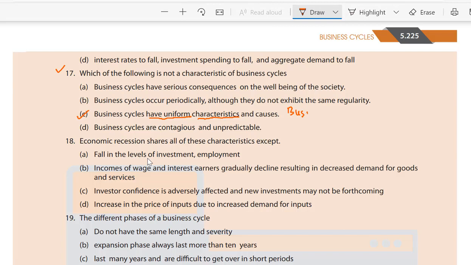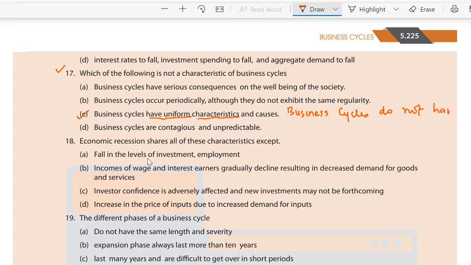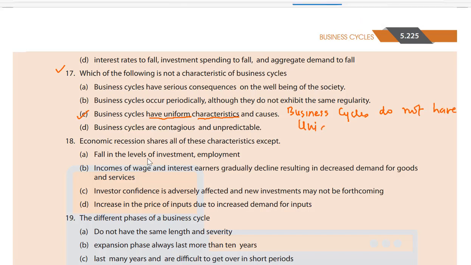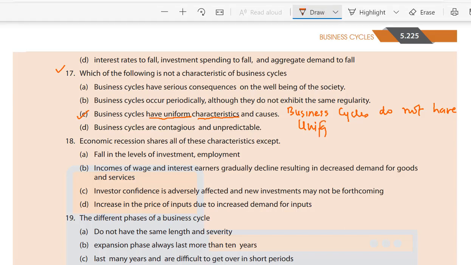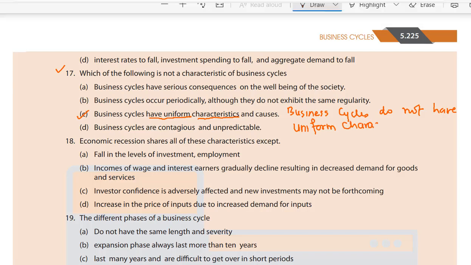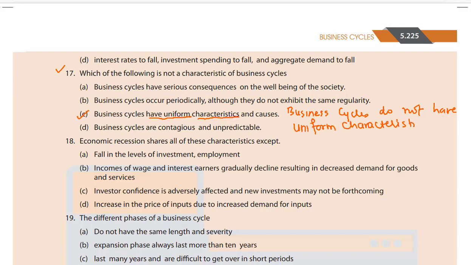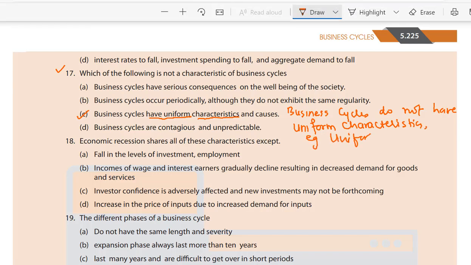Business cycles do not have uniform characteristics. Example, uniform length.